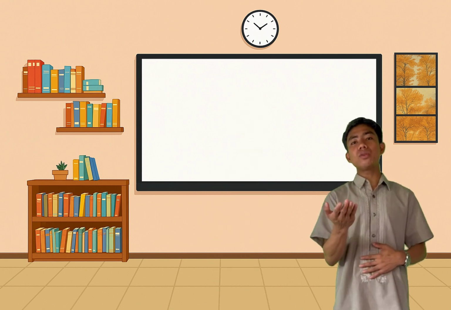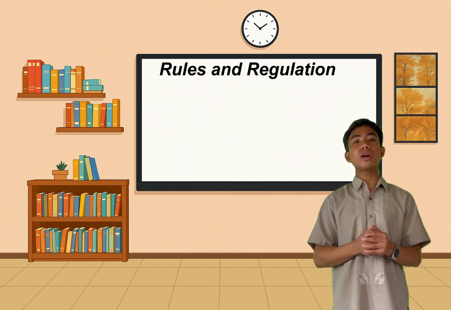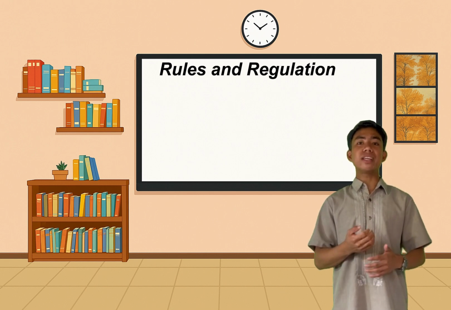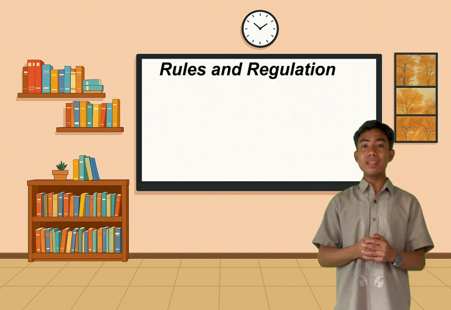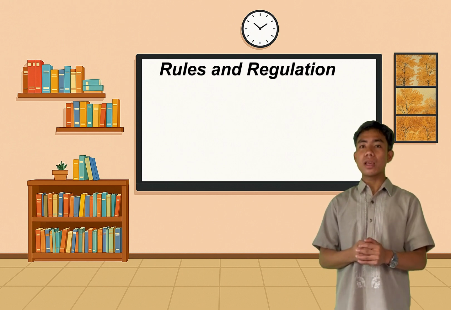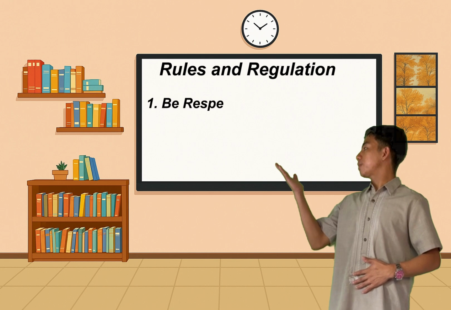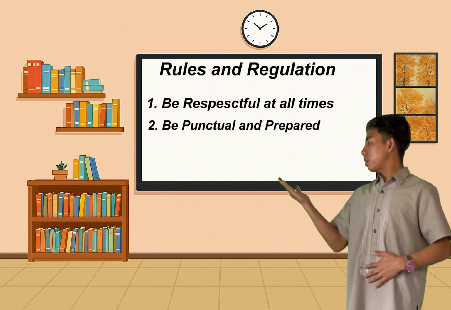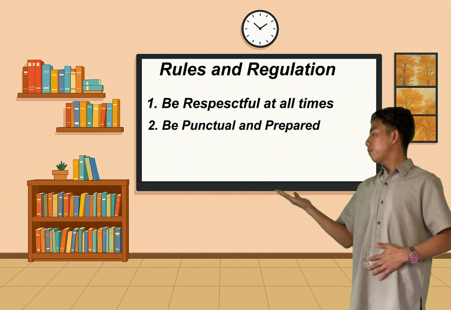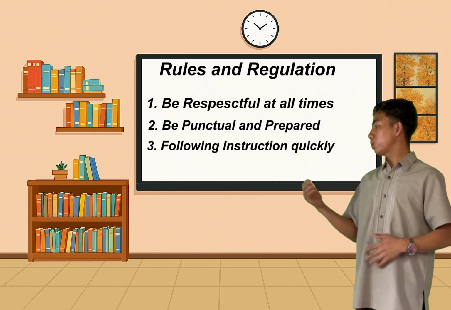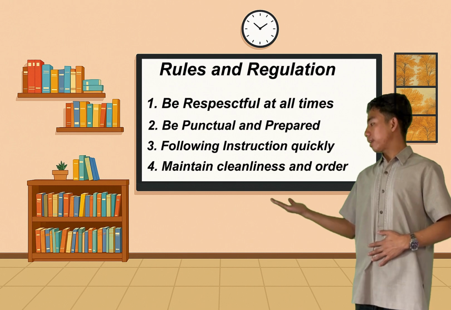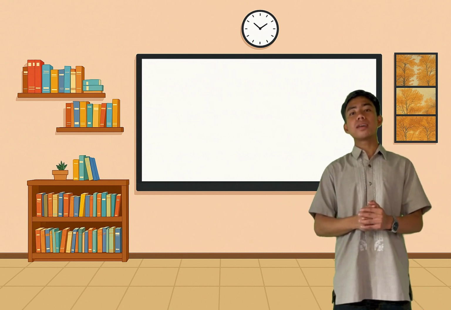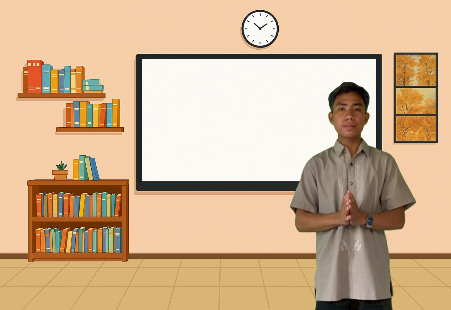Now, let me remind you of our rules and regulations throughout this lesson to maintain a focused and respectful learning environment. Please listen carefully. Rule number 1, be respectful at all times. Rule number 2, be punctual and prepared. Rule number 3, follow instructions quickly. And rule number 4, maintain cleanliness. So, are we clear? Okay, very good.